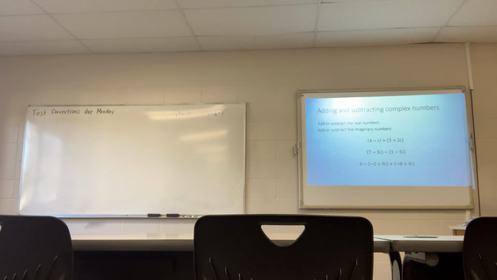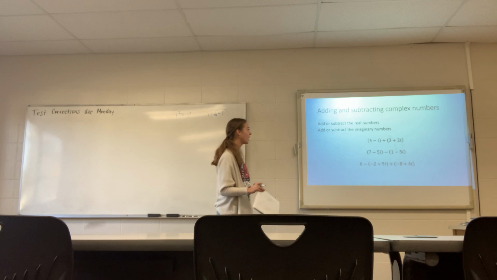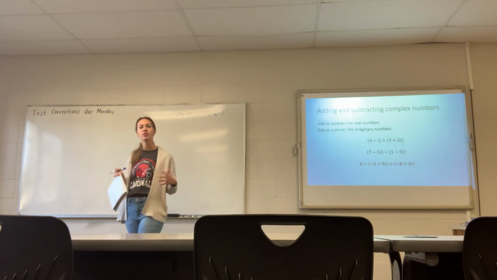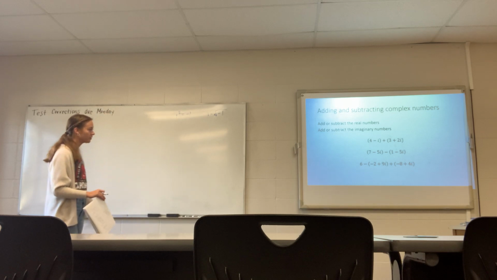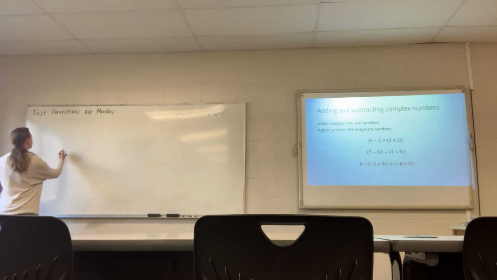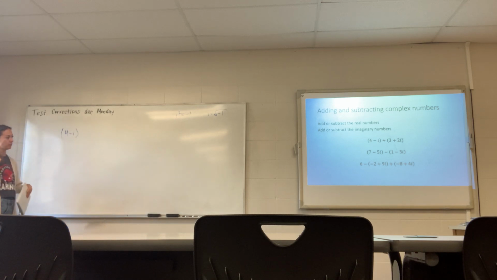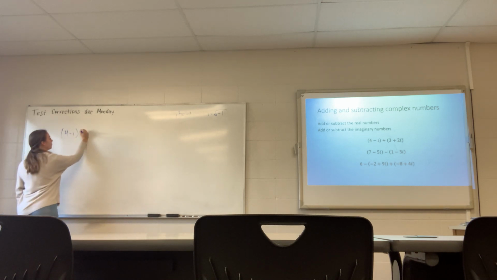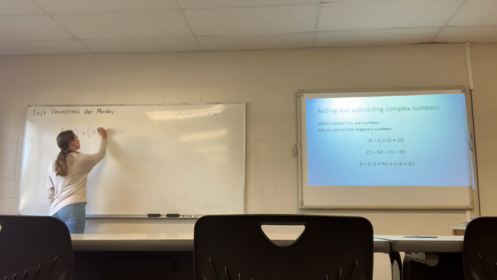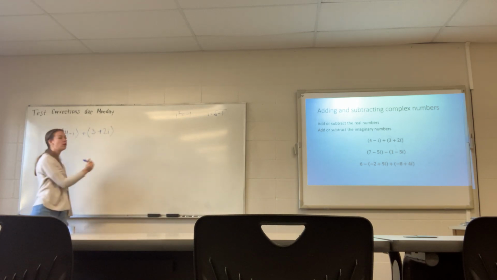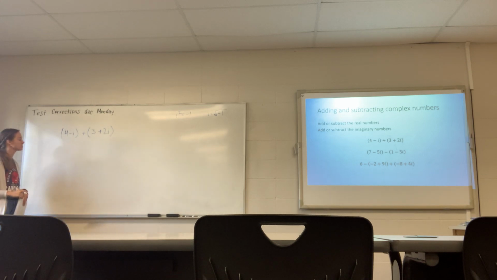So we can add and subtract complex numbers. When we add and subtract them, all we have to do is add or subtract the real parts together and then do it with the imaginary parts. So for this first example, I have 4 minus i, and it's all one number, so that's why it's in parentheses. And then I have plus 3 plus 2i. So all I need to do is add my real parts together and then add my imaginary parts.